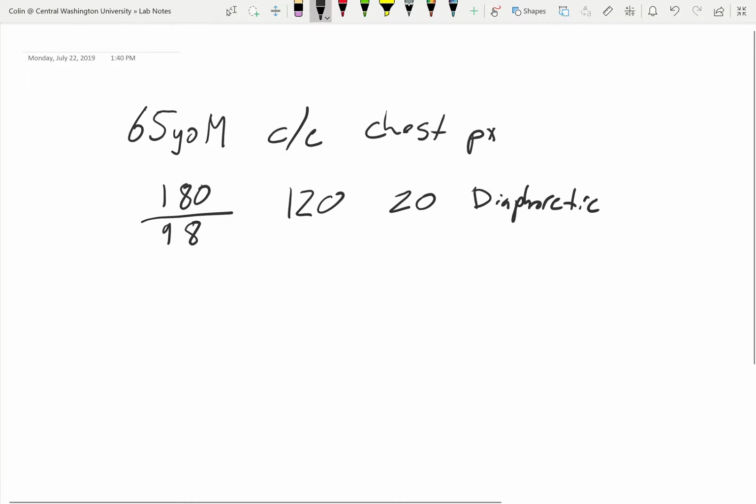So part of the story and set of vitals would be a 12 lead. Let's talk a little bit about what that's going to look like.